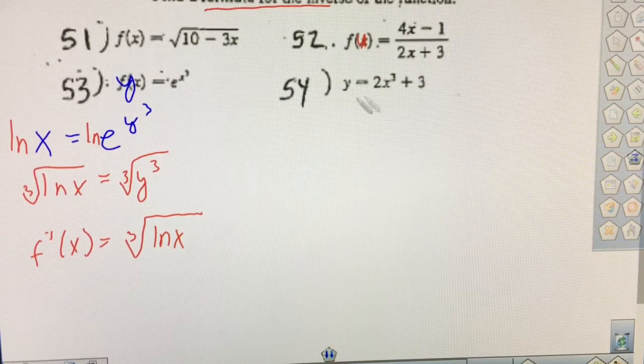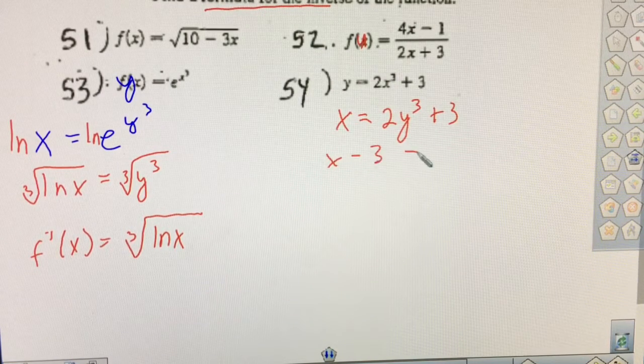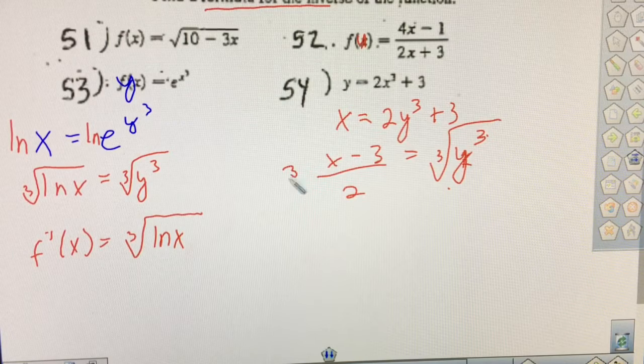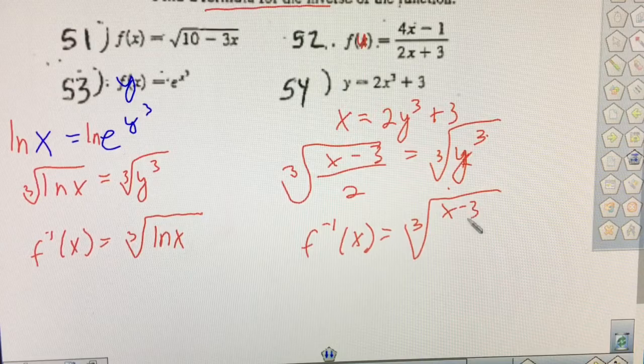Flip-flop the x and y, so x equals 2y cubed plus 3. Subtract 3 from both sides. Divide both sides by 2, whoops. And then after I do that, I will cube root both sides. So my f inverse of x is going to equal the cube root of x minus 3 over 2. No limits on the domain for any of these except for number 51.